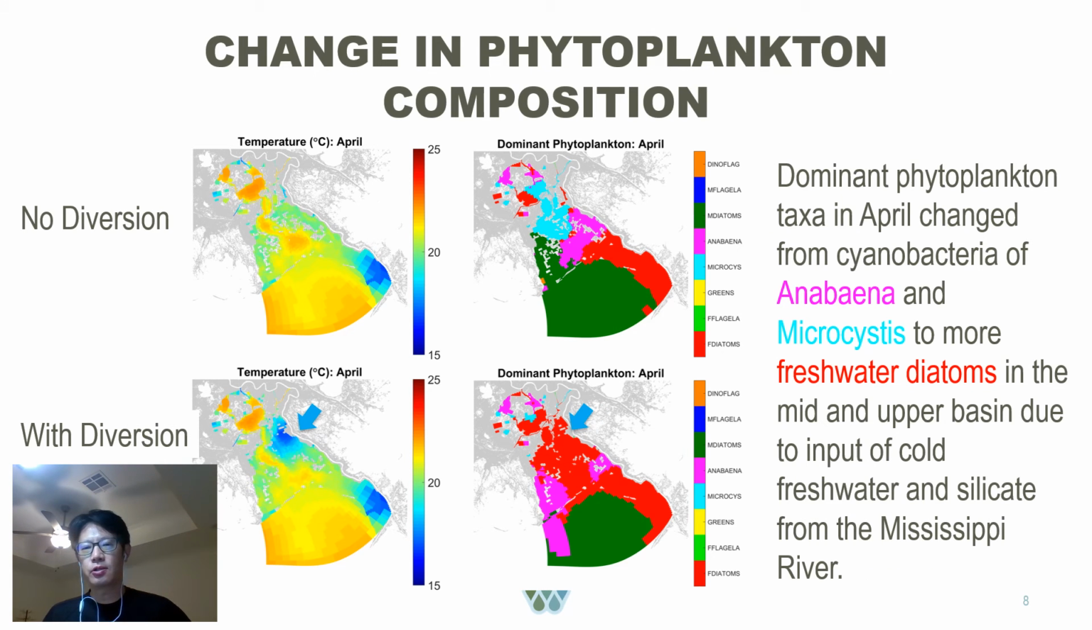This figure shows the spatial distribution of water temperature and the dominant phytoplankton taxa in April for no diversion and with diversion cases. In the right figure, purple represents Anabaena, cyan represents Microcystis, and red represents freshwater diatom. In the case of no diversion, the dominant phytoplankton in the basin was Anabaena and Microcystis. But with diversion conditions, the dominant phytoplankton becomes freshwater diatom. It is caused by the cold freshwater inflows from the Mississippi River.